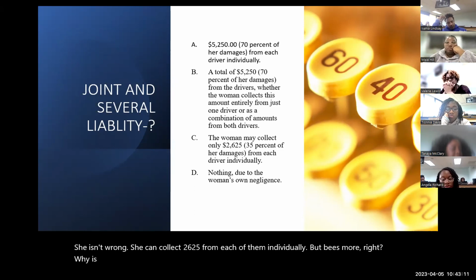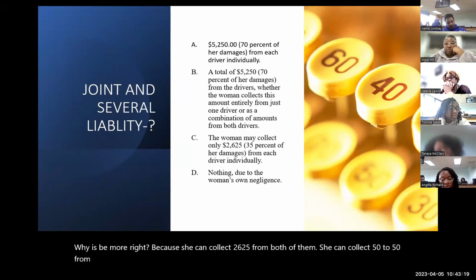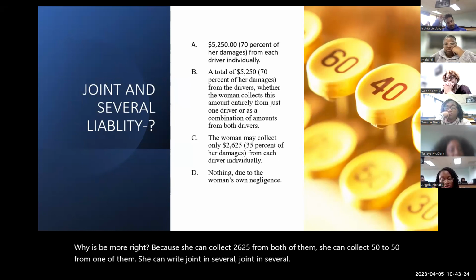Why is B more right? Because she can collect $2,625 from both of them. She can collect $5,250 from one of them. She can write joint and several, joint and several. Got it? Joint and several.